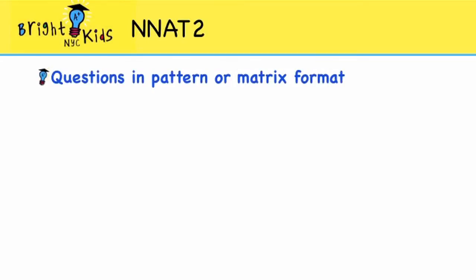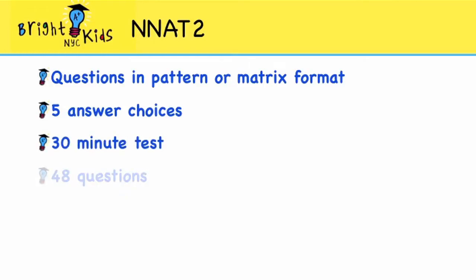What is the NNAT? NNAT is a nonverbal ability test by its definition. The symbols and the geometric figures that are used are universal, and no reading, writing, or math skills are required to find the solution. All the questions are in pattern or matrix format, and children must find what's missing in any of these formats. They must pick from 5 different choices, and they have 30 minutes to complete 48 questions.